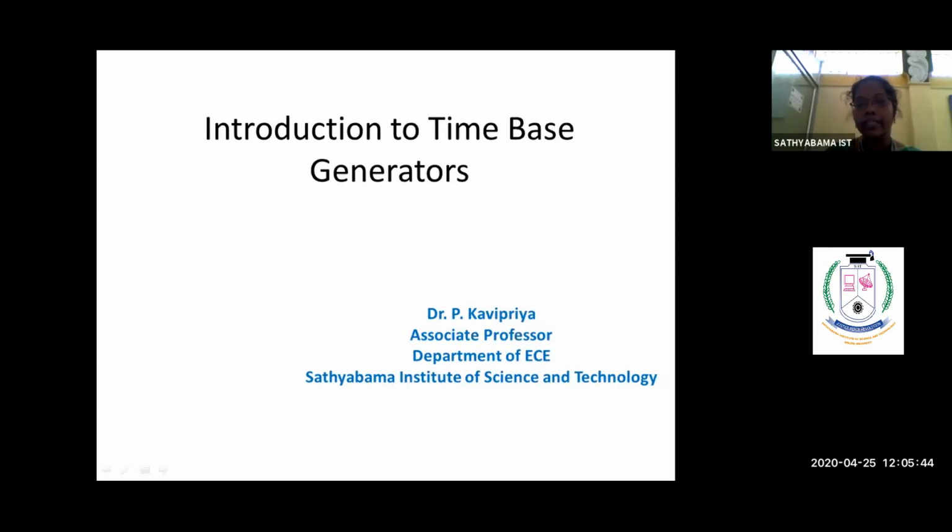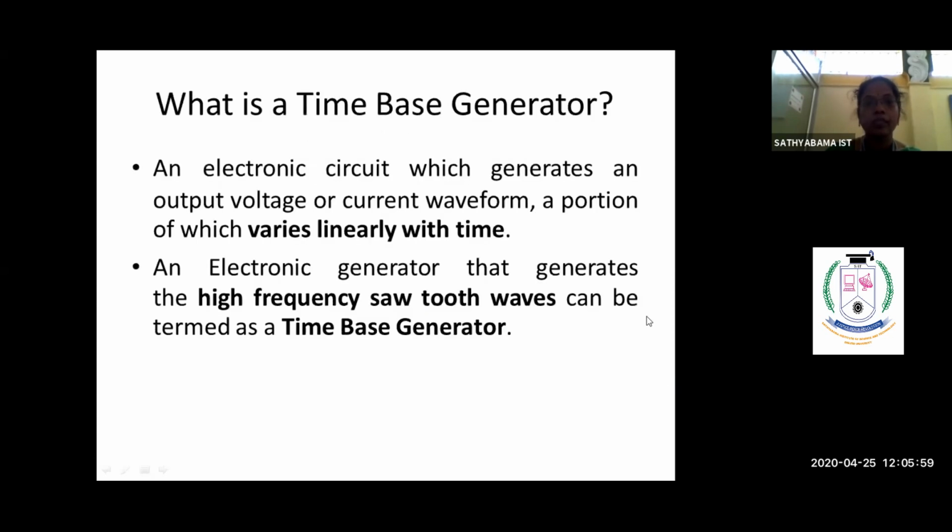So a time-based generator is nothing but a specially designed electronic function generator which is used to produce various time-based signals by generating varying voltages as well as current. A portion of the voltage and current varies linearly with respect to the time interval. As I told you already, it's a specially designed electronic function generator, which is generated by using various voltage and current.